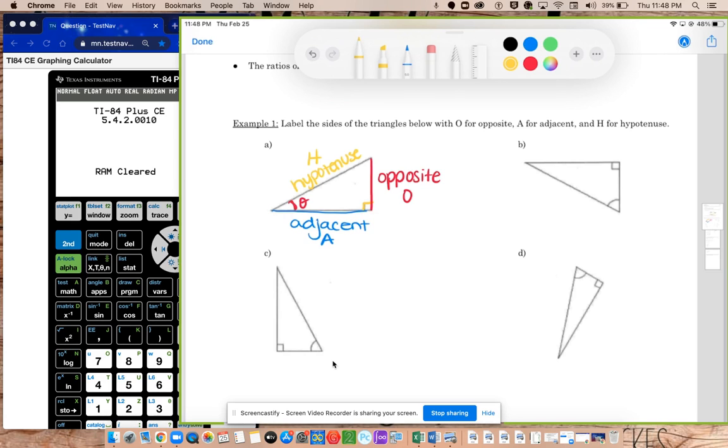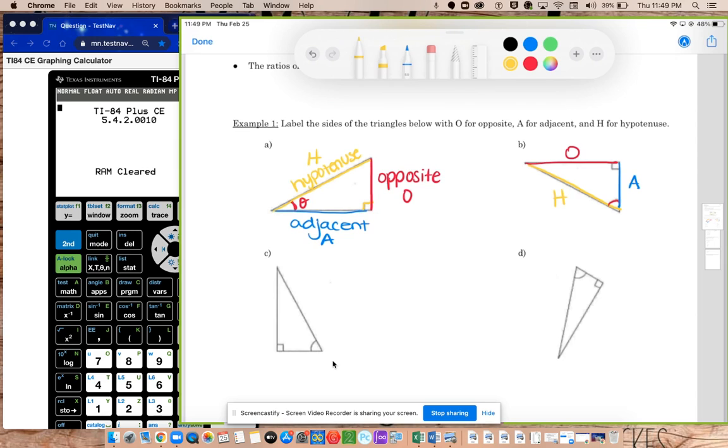Okay. All right. In the next triangle, we have across from the 90 degrees. That's this side. That is our hypotenuse. We see this angle is marked here. So opposite that is our opposite side, and next to it is our adjacent.